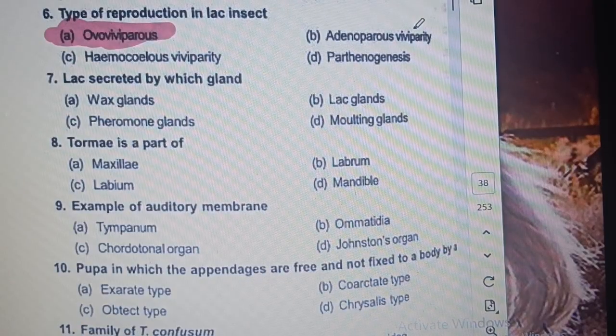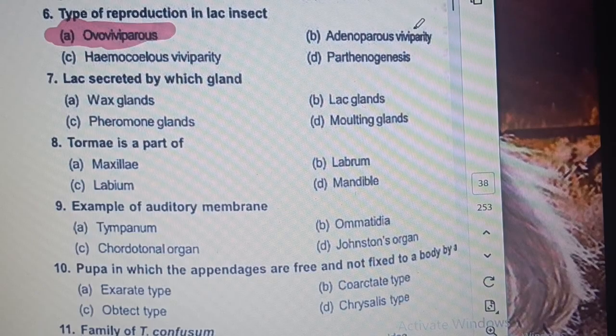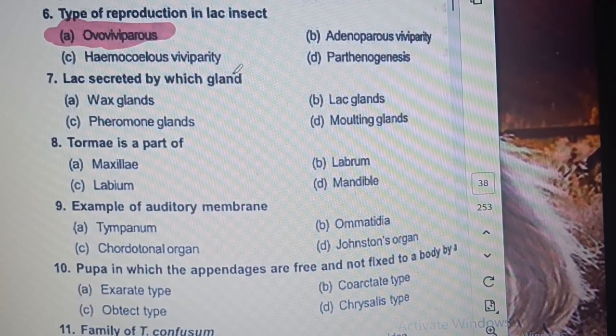So in these types of questions they can ask, a modified milk gland or accessory glands nourishing the larvae is in which kind of viviparity. So adenotrophic viviparity, or they can ask for an example of this. Likewise in hemocoelous viviparity they can ask that the embryo develops directly in the hemocoel of the mother. So remember all these other types of reproduction also. Lac is secreted by which gland? So these are secreted by the lac glands.